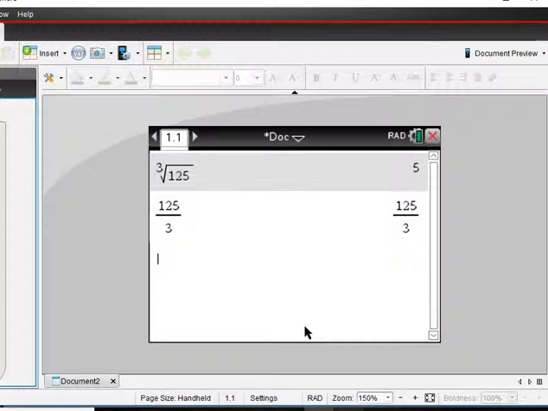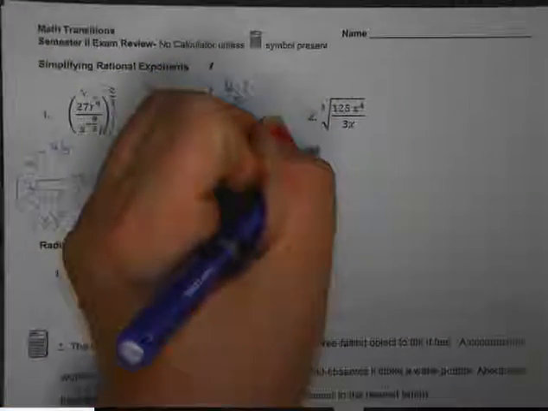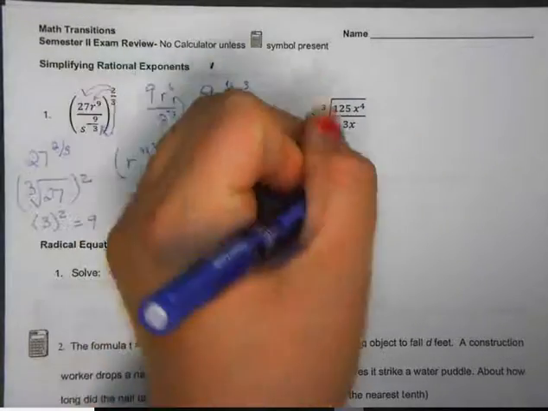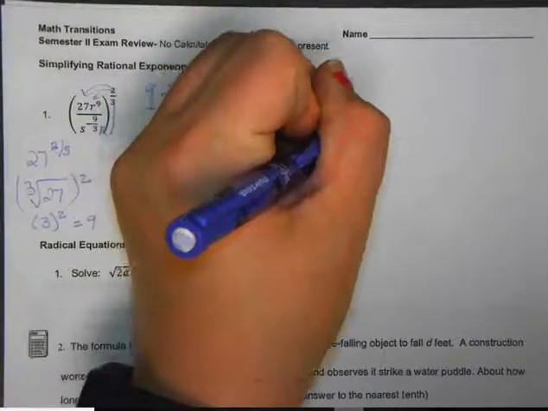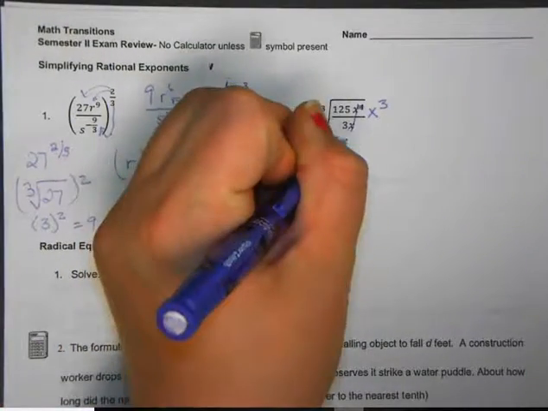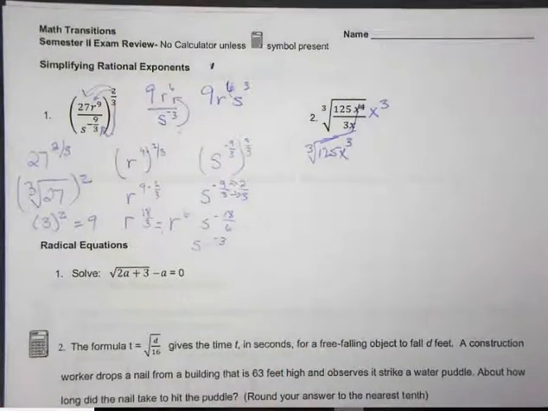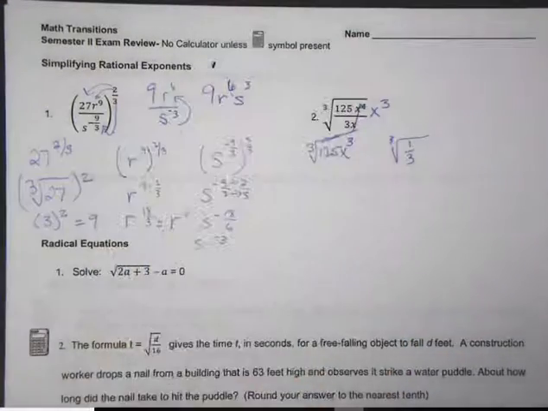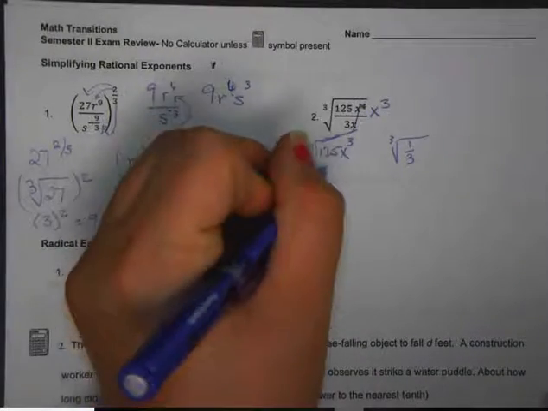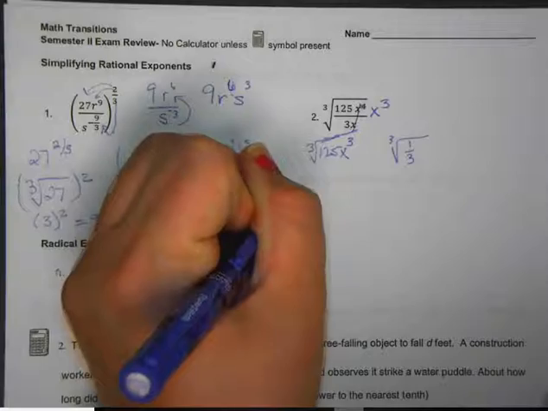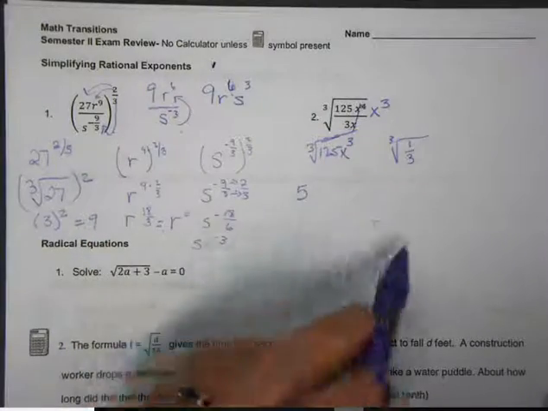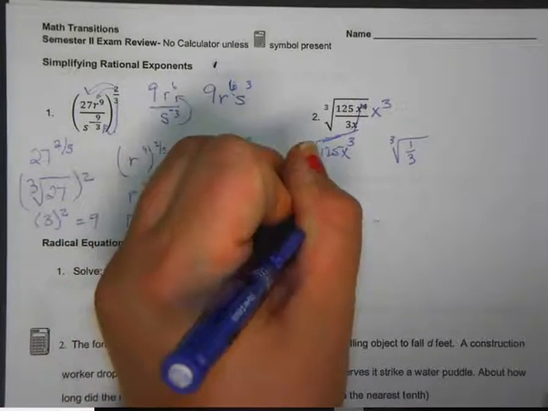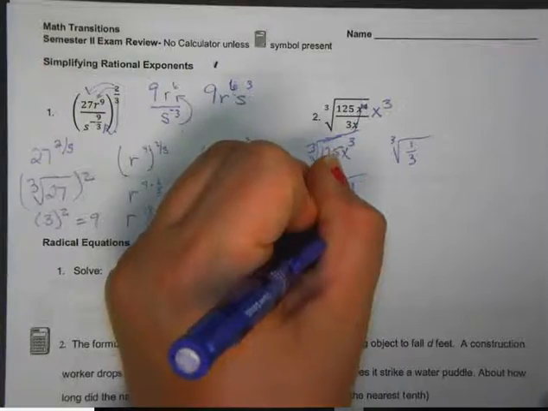So let's go ahead and do that. All right, so we're going to break this apart. We're going to have the cube root of 125, and then x to the 4th over x becomes x to the 3rd. So I'm going to have the cube root of 125x to the 3rd for my numerator, and the cube root of 1 over 3 as my other part. And then the cube root of 125 is 5, and the cube root of x cubed is just going to be x. And then I'm left with the cube root of 1 over 3.